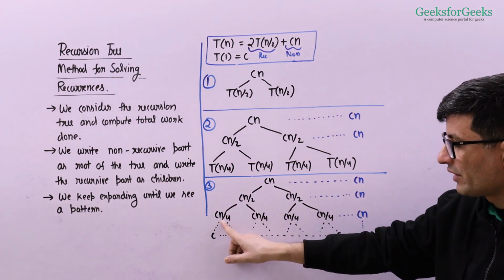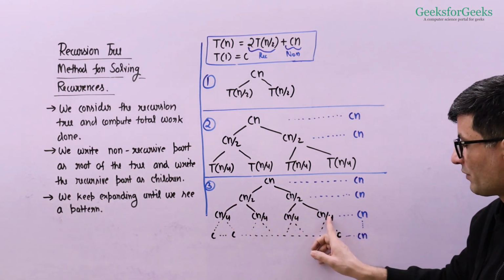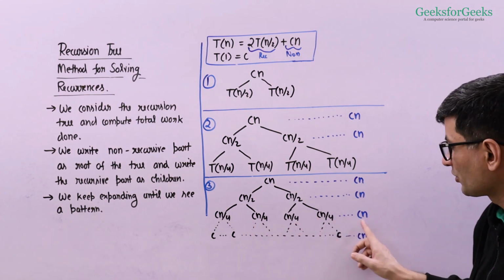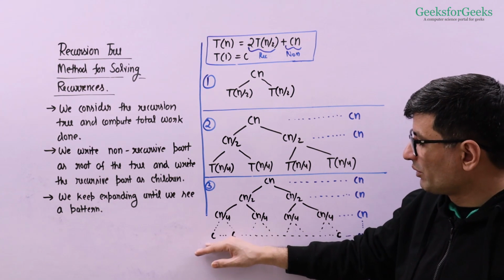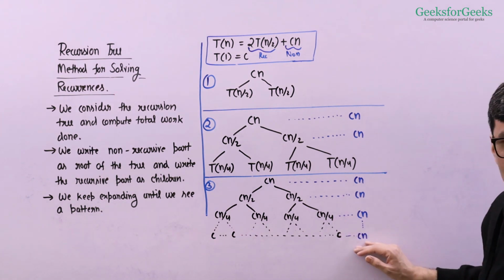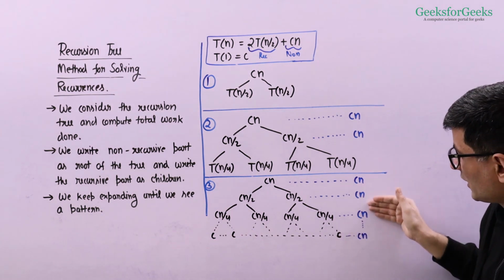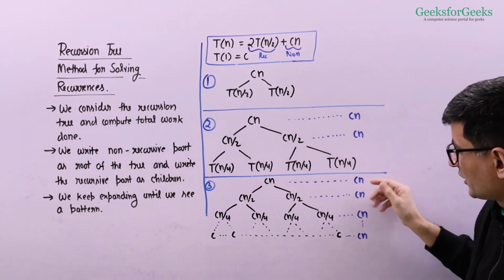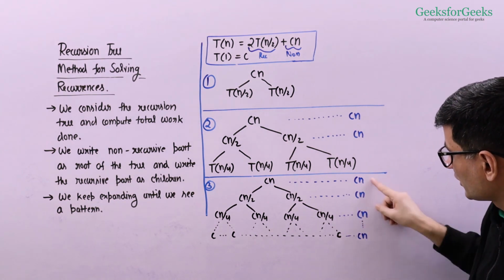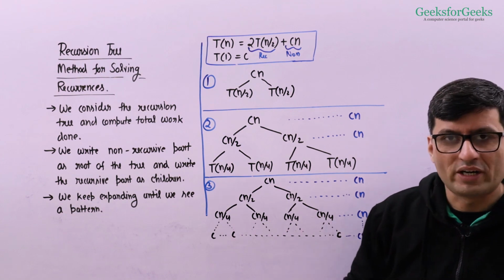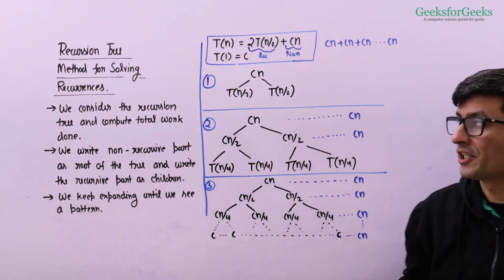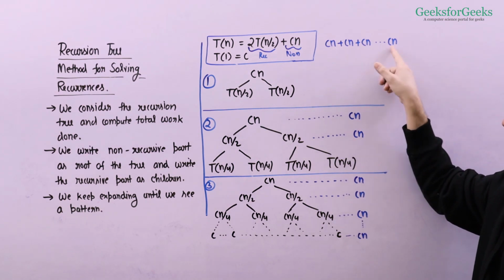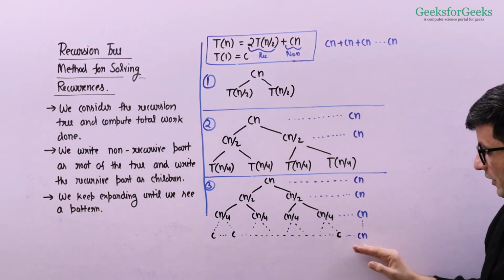Next we are going to have Cn by 4, Cn by 4, Cn by 4, Cn by 4, so you have total work done again as Cn. And at the bottom level, you will have C, C, C and you will again have Cn. So you are doing Cn work at every level. We just need to find out how many terms the series has and we just need to add Cn that many times. So the total work done in this recursion tree is Cn plus Cn plus Cn and the last term is also Cn, right?